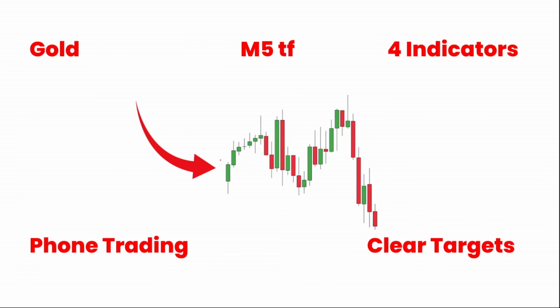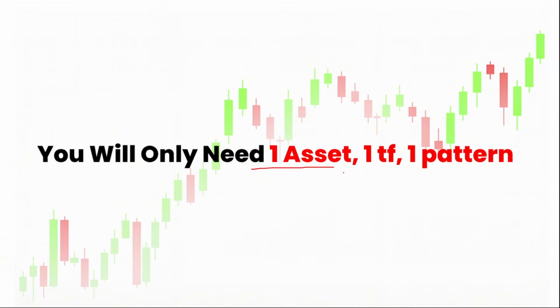The 3-step entry strategy will work on gold on the M5 time frame, and you will only need 4 indicators, and it's tradable on the phone as well as it has clear targets. You only need 1 asset class, 1 time frame, 1 pattern. The only thing that will stop you from succeeding using this is yourself. Try not to stand in your way when you start implementing it.